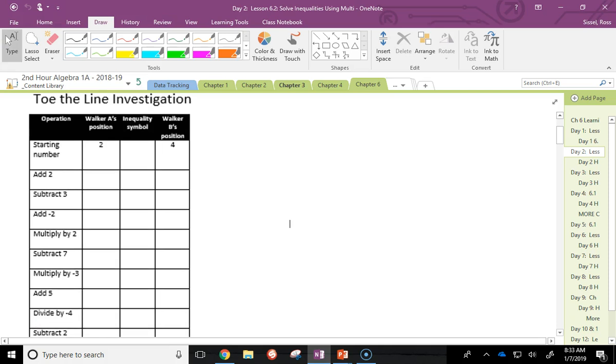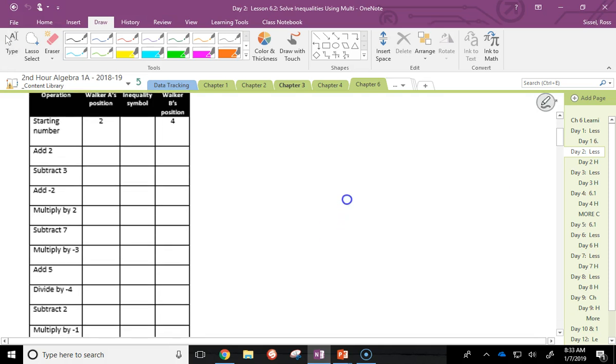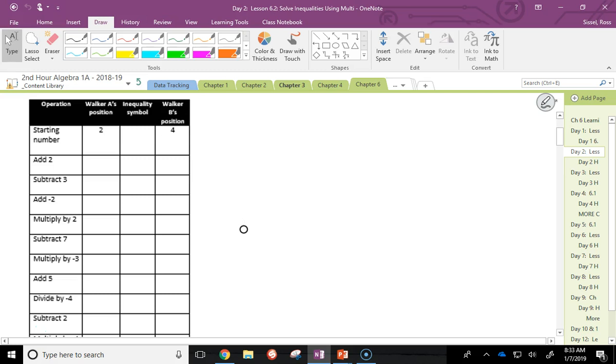On the total line, let's go ahead and go through this. It says Walker A's position is 2, and Walker B is 4. So what would be our inequality sign right now? 2 is blank 4. Less than. Okay, we're going to add 2. So this would be 4, and this would be 6. So I added 2 to both sides.